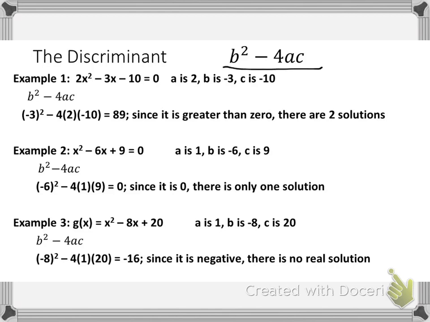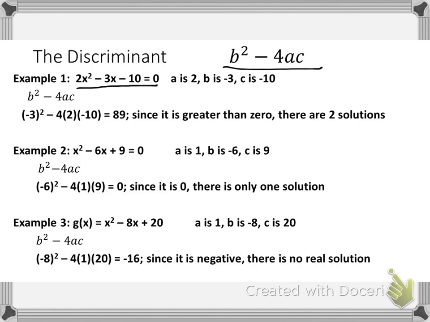Here it is, b squared minus 4ac. So these 3 examples are not in your notes. I'm just showing you how the discriminant works. So here's a problem. 2x squared minus 3x minus 10 equals 0. So in order to find the discriminant, I first need to write down what a, b, and c are. All the variables, I need to write down what they are so I can plug them in.